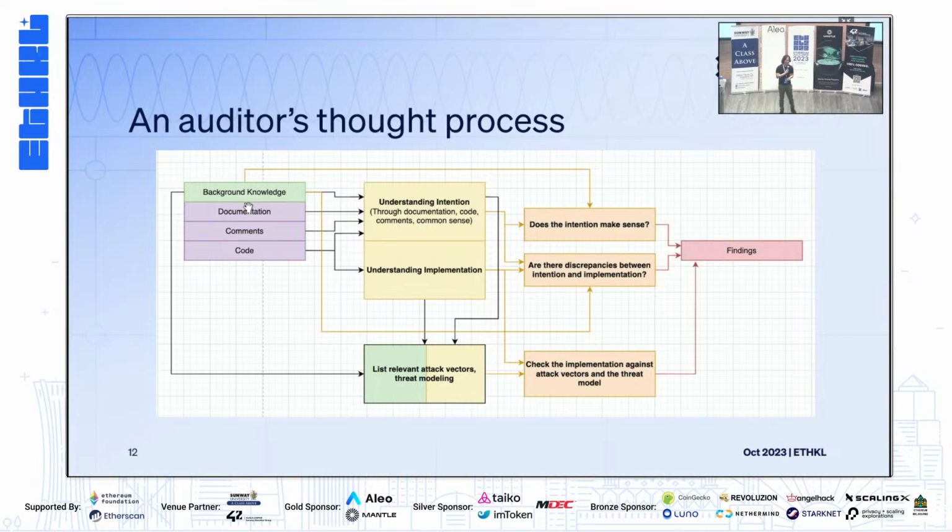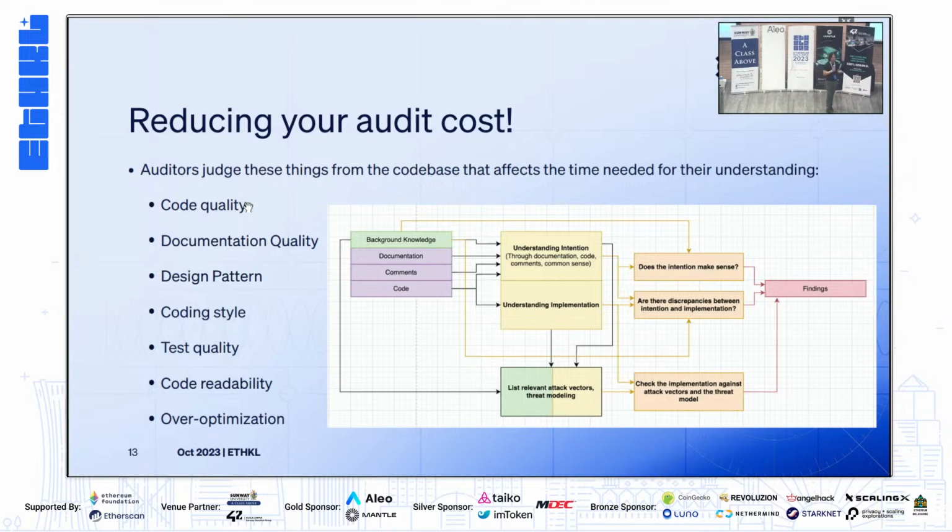Now, as you may remember, auditing itself is time-limited, right? So we think about how much time we need to understand this thing and then attack it. The trick to reduce your audit costs is also simple, actually: reduce the time your auditors need to understand your project, as simple as that. So having higher code quality, documentation quality, better design patterns, coding style, test quality, code readability, and not doing over-optimization will make your project more readable, more understandable, and reduce the time, right?